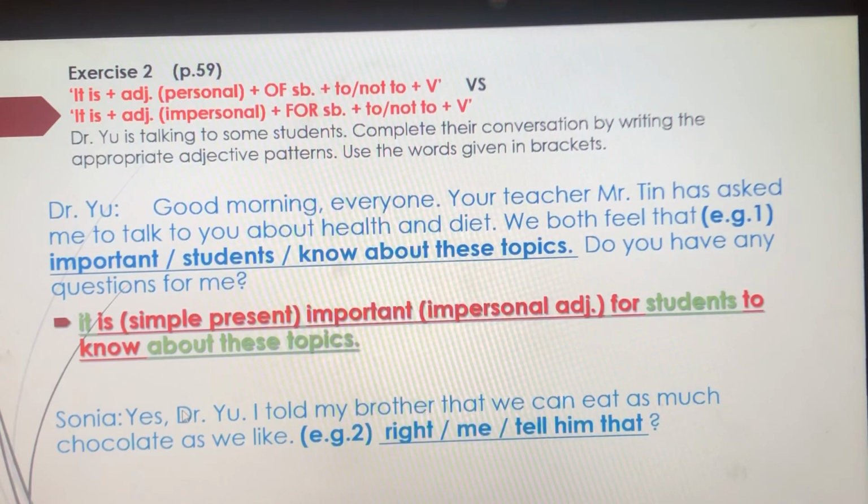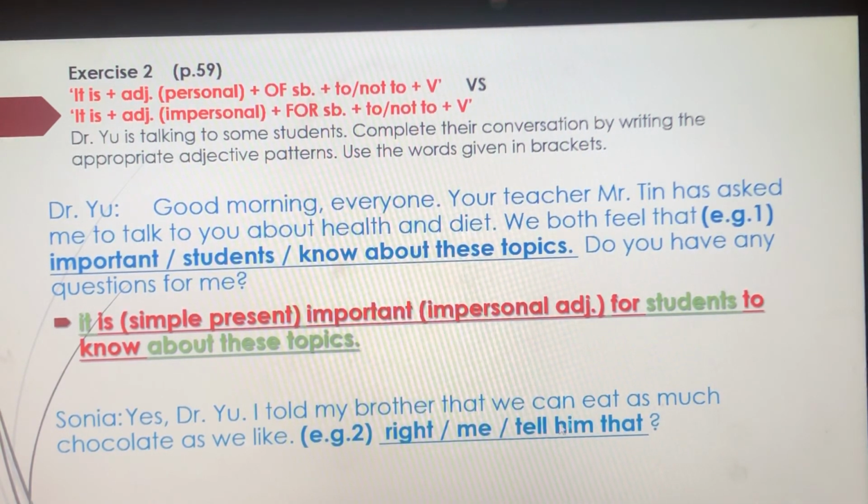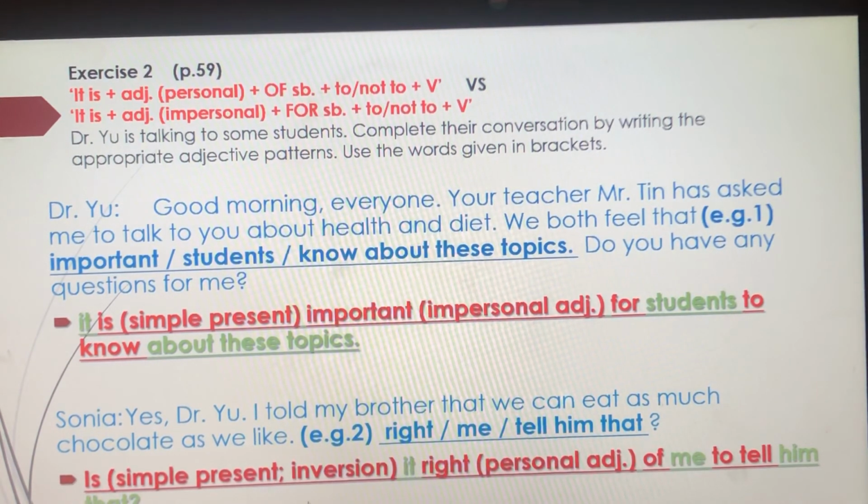"Yes, Dr. Yu, I told my brother that we can eat as much chocolate as we like." This is a question. So begin with is it. Okay, inversion, 倒裝. Okay, is it right of me to tell him that? Okay, because right is a personal adjective, so we should choose to use of.